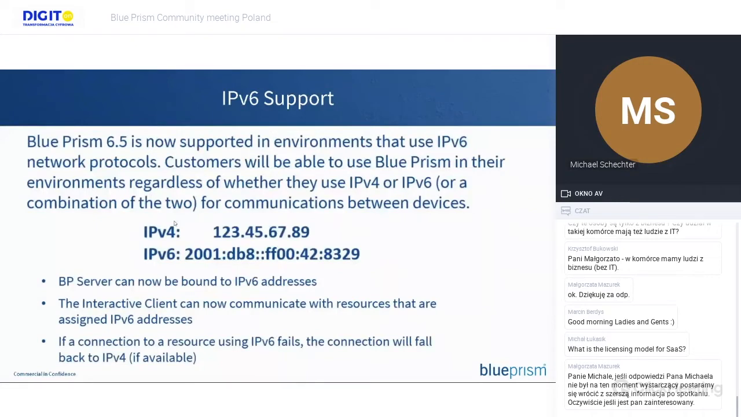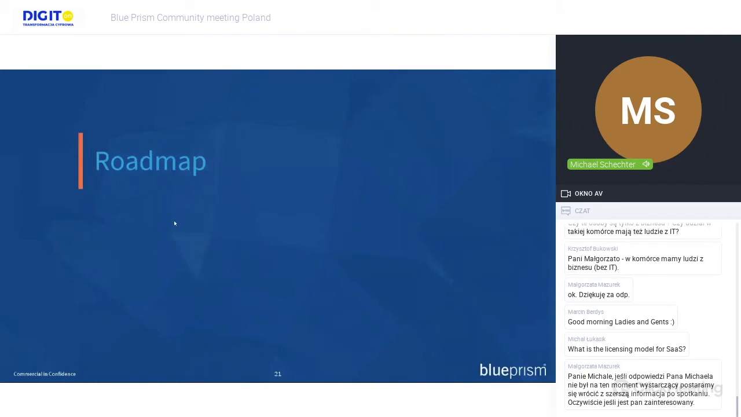Or in 6.5 as well, we started to support the IPv6 network protocol. So for customers who are switching from classic IPv4 to IPv6, that's really good news. It's also possible to have a combination of these two. Okay, and that's about the updates from version 6.3 to version 6.7.